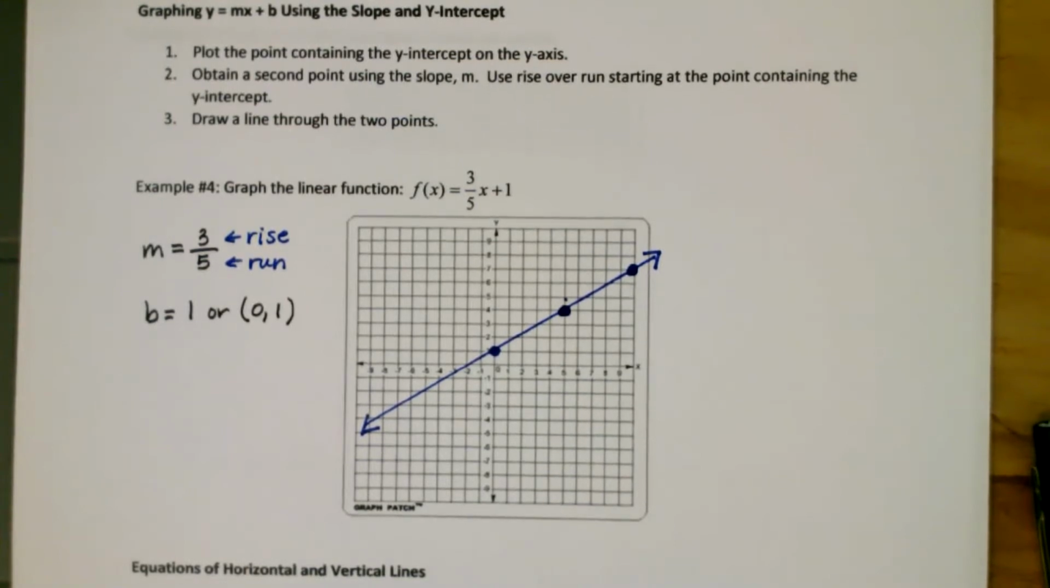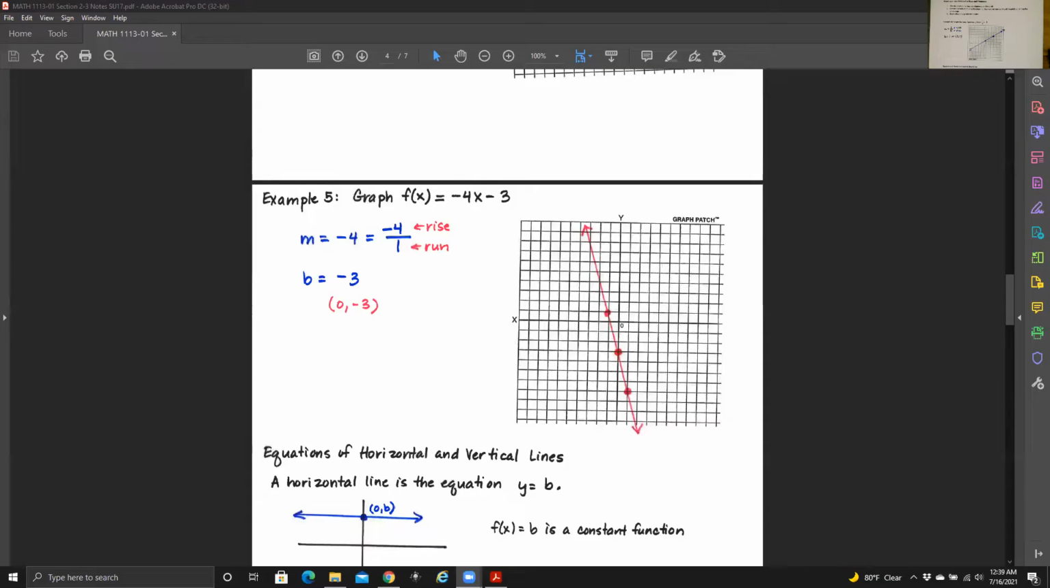Okay, now I do have another example that I want to share with you that deals with a negative slope, like this one right here. In this example, I got f of x is equal to negative 4x minus 3. And here I want to graph that.